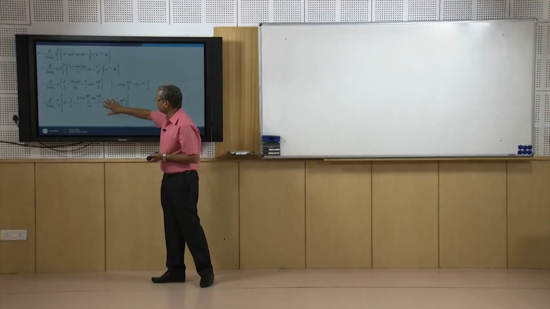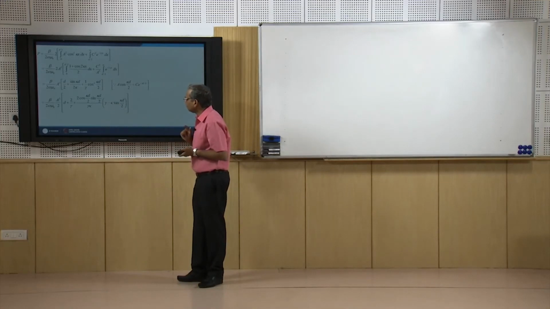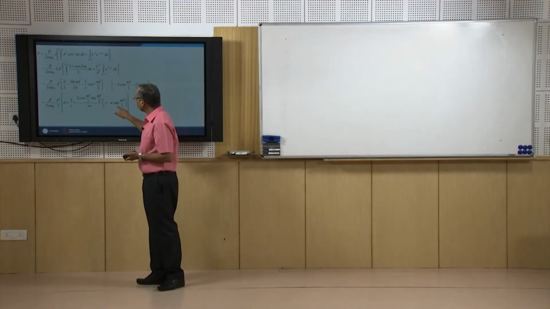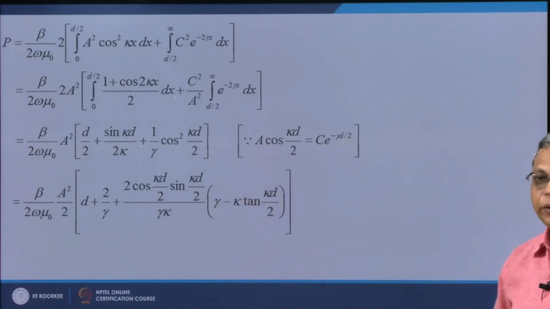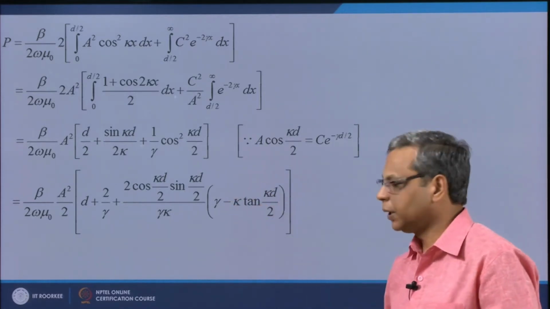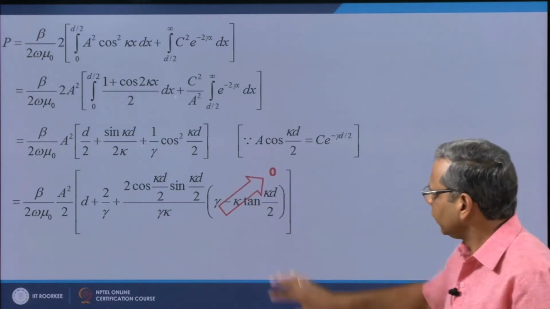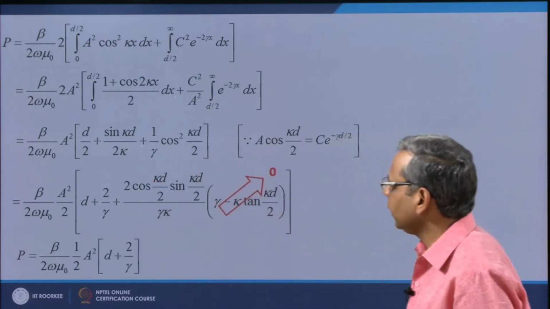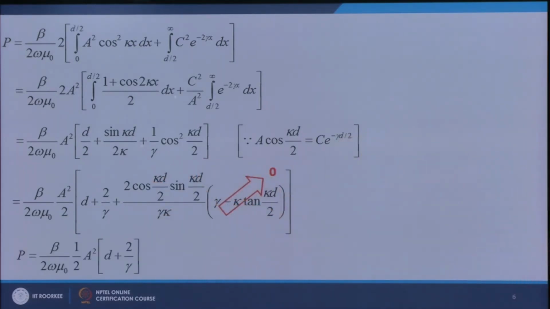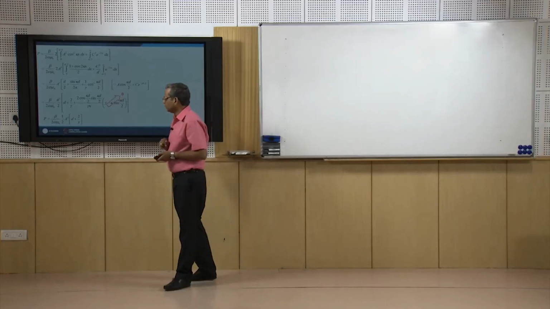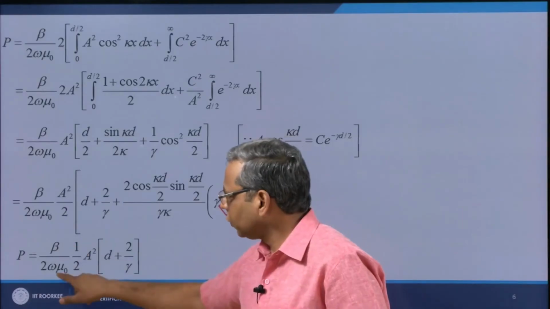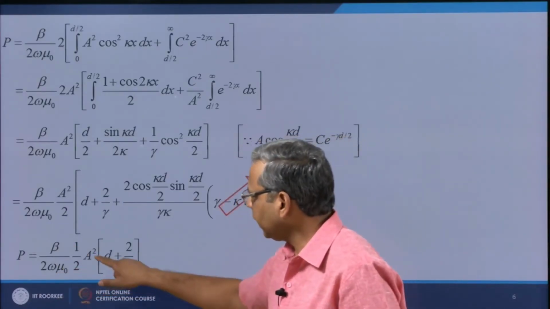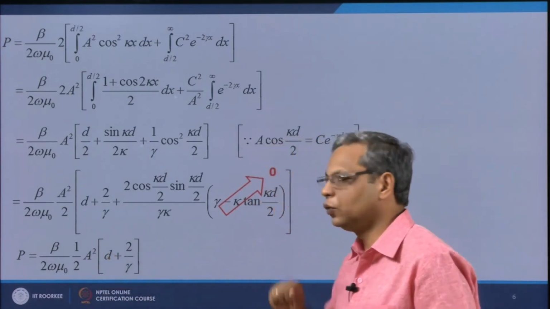It would be clear if you do this little mathematics. And why have I done it in this fashion? Because I can see this is nothing but the transcendental equation. So, this has to be 0, because gamma is equal to kappa tan kappa d by 2. If this is 0, this whole thing goes out and I get a very neat expression for the power associated with the symmetric modes, and it comes out to be beta over 2 omega mu naught, half a square times (d plus 2 over gamma).